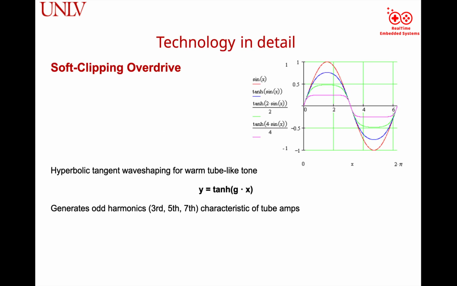Then we talk about the overdrive section, which is soft clipping overdrive. The soft clipping overdrive uses the hyperbolic tangent function, y = tanh(gx), to create a smooth tube-like distortion. Tube-like, like a real tube sound, like the real amplifiers that use tubes. If you know the tube amplifier, it has the real, warm sound. It generates the odd harmonics like real tube amps.